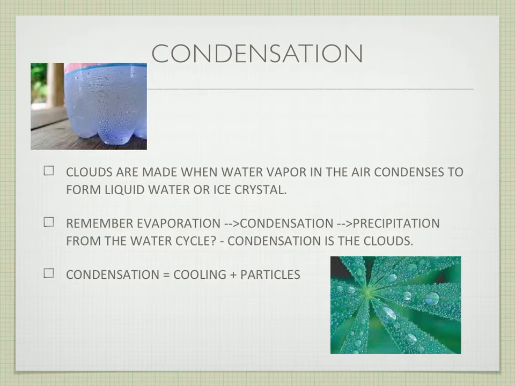The condensation part is the clouds, and clouds are made when there's water vapor in the air that condenses to form liquid water or ice crystals. Okay, now for condensation to happen, it needs to have a little formula. It's condensation equals cooling plus particles. You have to have cooling and you have to have particles for condensation to happen.